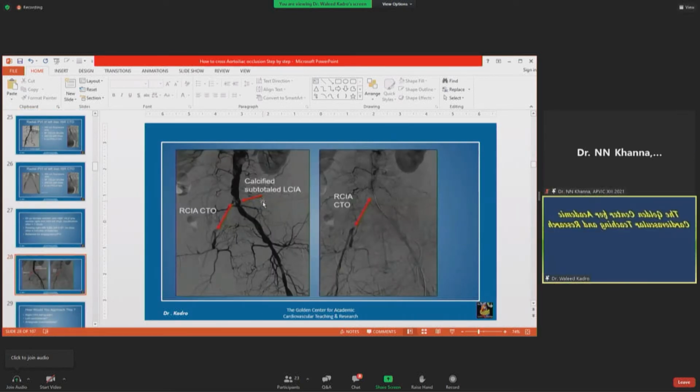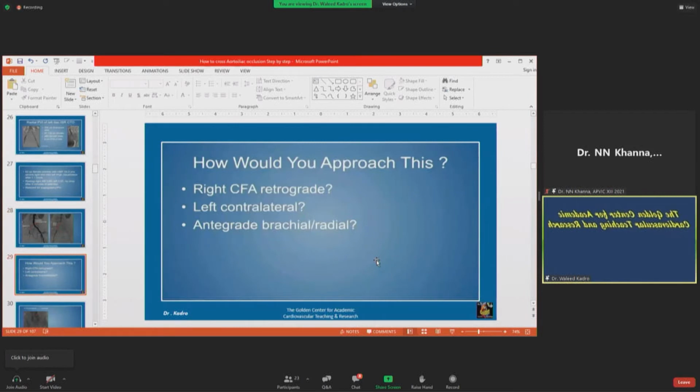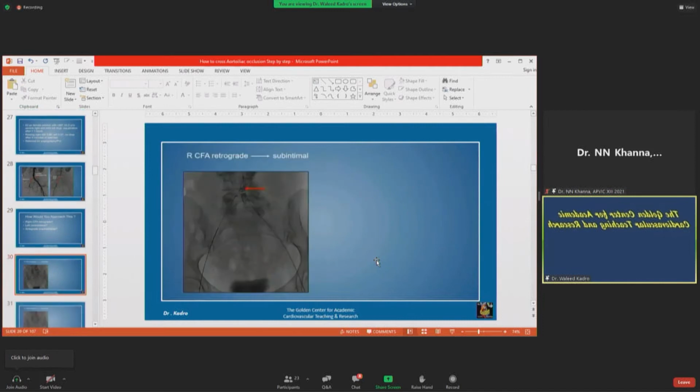And this is a calcified subtotal left common iliac stenosis, and there is a right common iliac CTO with that. And you see, this is the length of the CTO. So we went from the left side, and how would you approach this CTO? Is it from the common femoral artery retrograde, or the left contralateral, or anterograde from the radial?